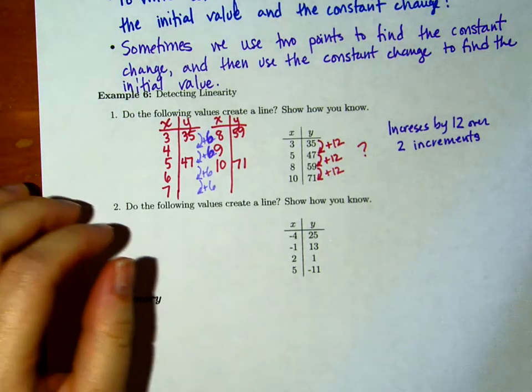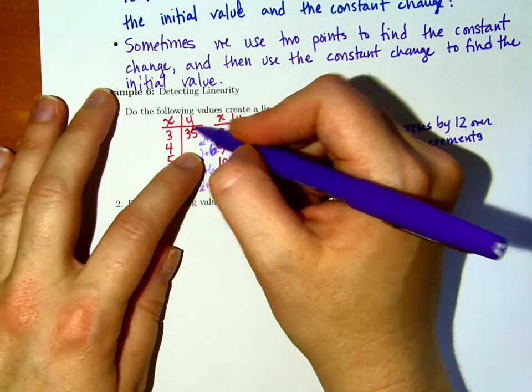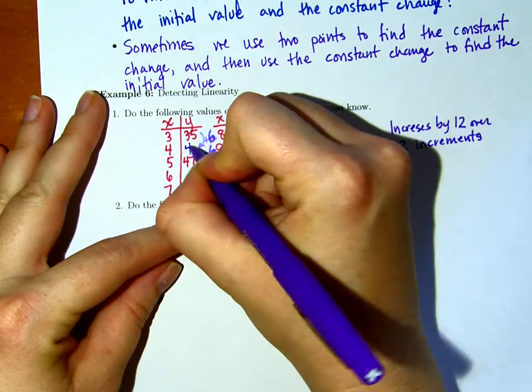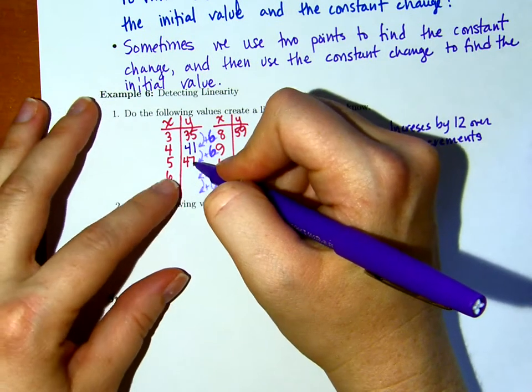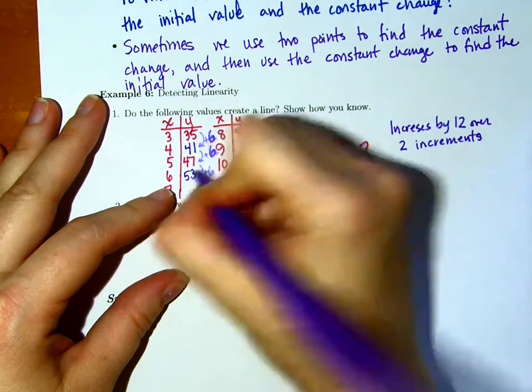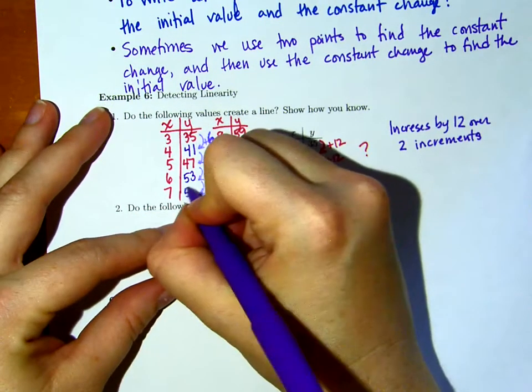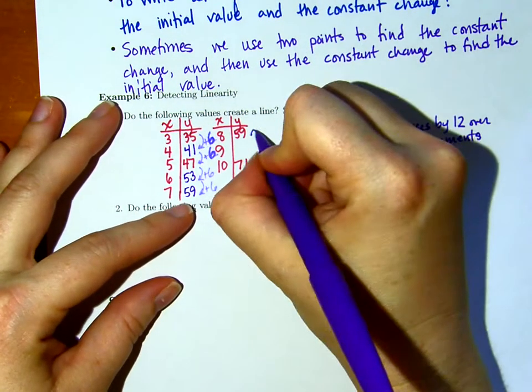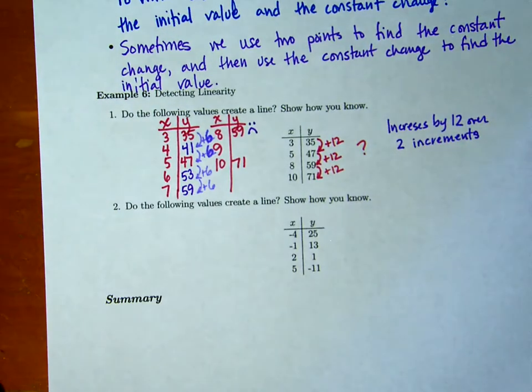Let's fill in this table. 35 plus 6 is 41. 41 plus 6 is 47. 47 plus 6, 53. 53 plus 6 is 59. 59 plus 6 is not 59. So there's a problem there.